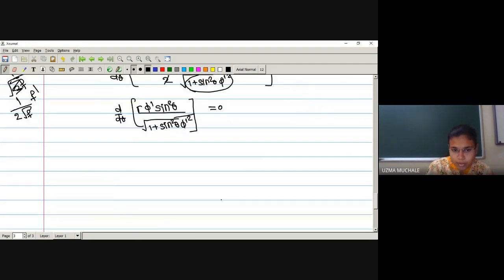Now if I am going to find the derivative with respect to theta, these terms will be much more difficult to solve and complicated, but we want to solve it very easily.